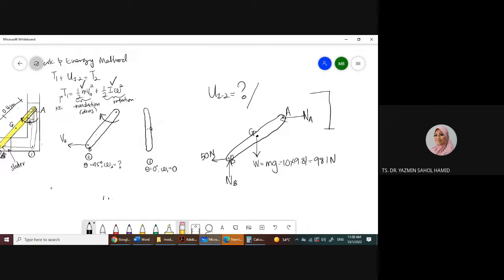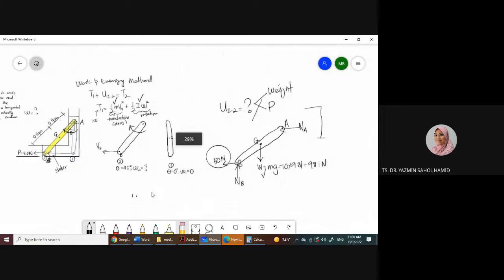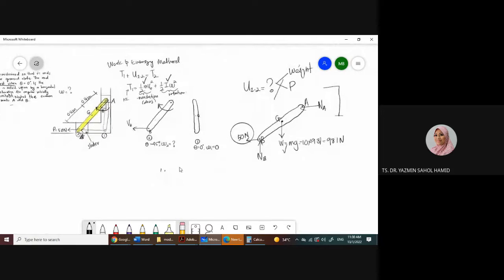There are two types of work. One is due to what? Couple moment, there's no moment. One is due to weight. Sorry, one is due to weight, this one. And the other one is due to P, force P. Okay? So there are two types of work involved: one due to weight, one due to force P. Alright, so we have identified all this. Then we can start putting into the equation.